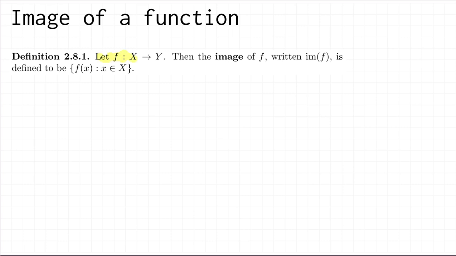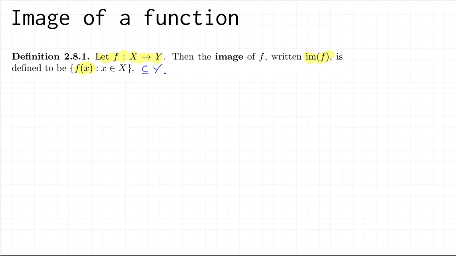You take a function f with domain X and with codomain Y, and then the image of f, which we write like this, is defined to be the set of all things f(x) for x in the domain of f. Now you will notice what's going on here, that this is a subset of something. This is a subset of the codomain Y. So let's just look at a quick example of what's going on here.